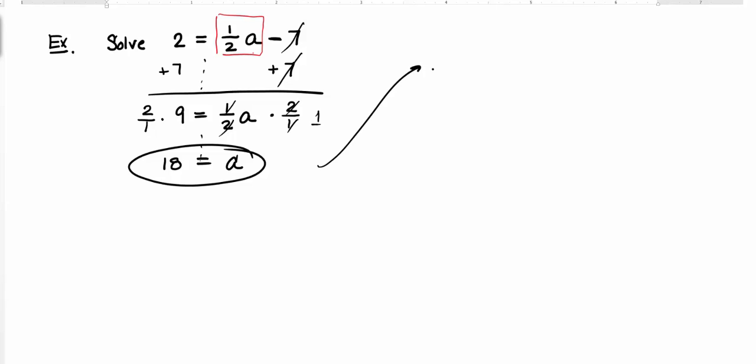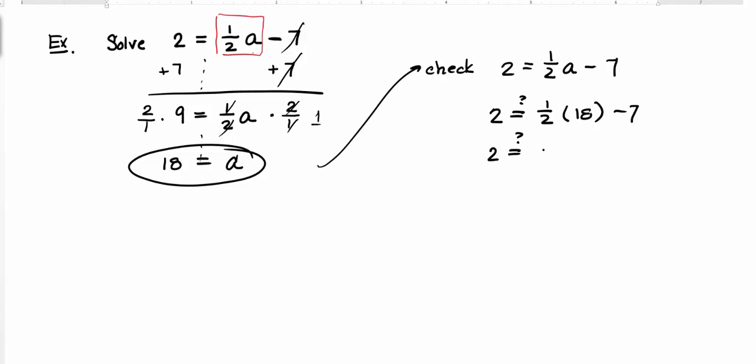And again, I can check, right? Does 2 equal 1/2 a minus 7? Does 18 satisfy it? So we'll say, does 1/2 times 18 minus 7, does 2 equal 9 minus 7? And yes, it does. So we came up with the right answer. Okay, let's try one more.